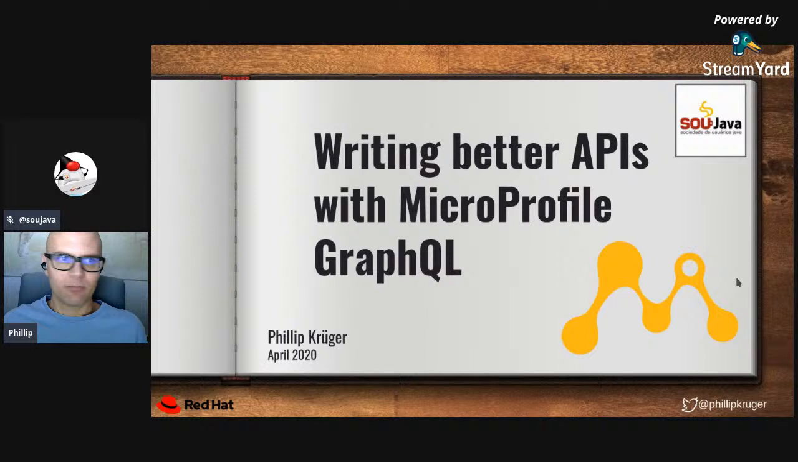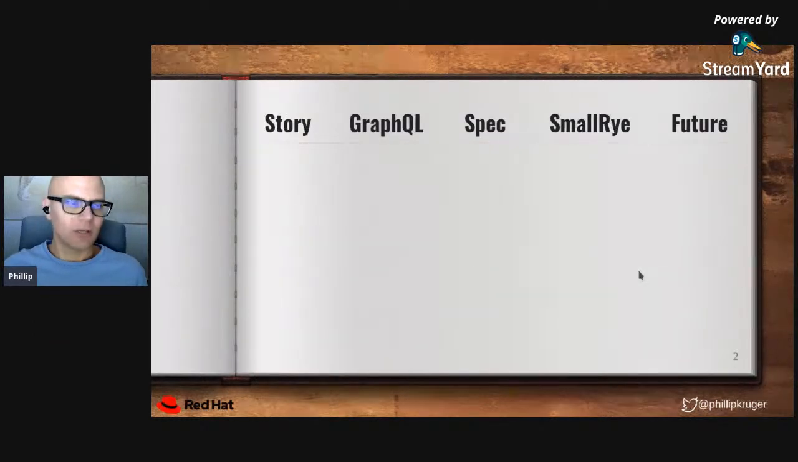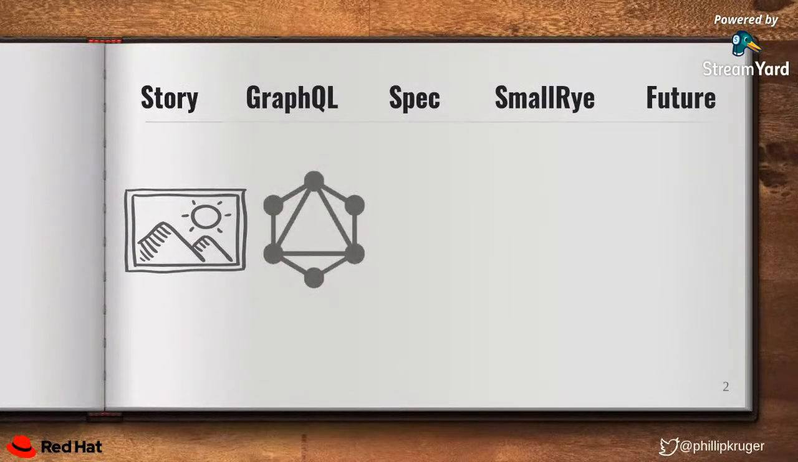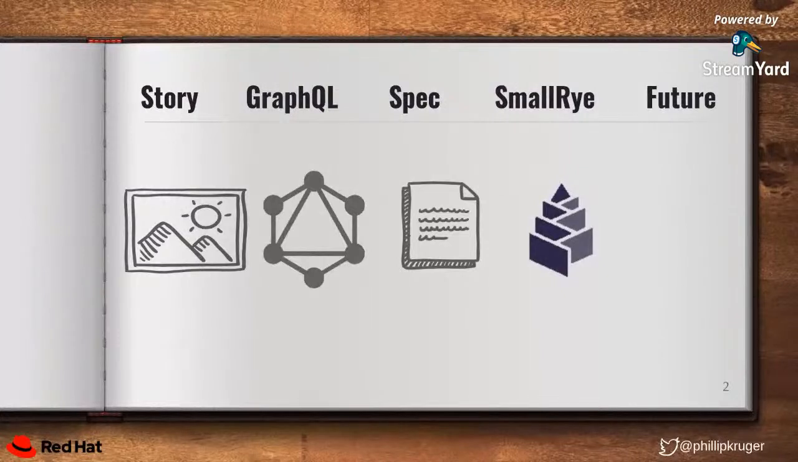So I'm going to start off by basically telling you a story, or more specifically my story, on how I got to GraphQL and hopefully give you enough context. And then we'll talk about GraphQL in general. Then we'll talk about MicroProfile and the MicroProfile specification. And then we'll look at some examples using the SmallRye implementation. And if there's time, which I'm sure there will be, we'll look at what we are working on next, so what is the next version of the specification.